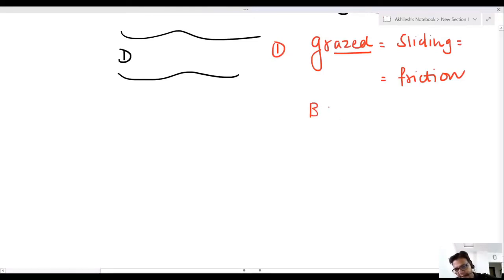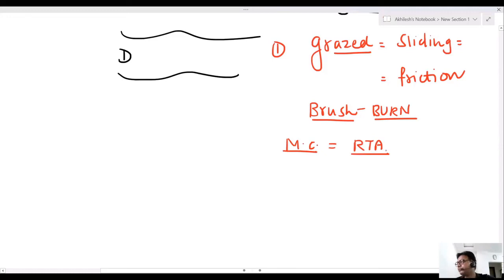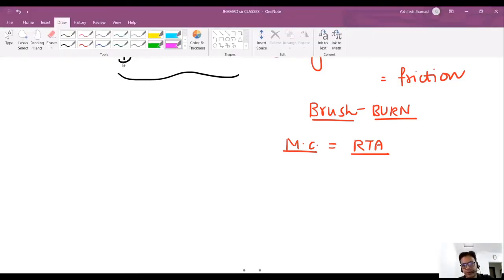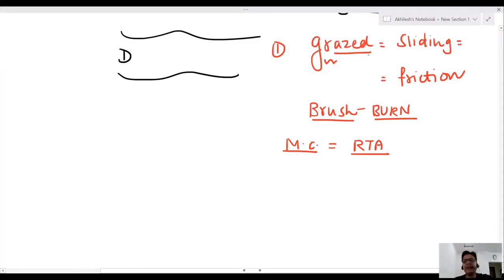This is also known as brush burn. It looks like a brush, that's why, and it gives a burning sensation. That's why it is known as brush burn. It is the most common abrasion of road traffic accident. When you are riding a motorcycle or any vehicle and you slide on the surface, this will produce grazed abrasion, sliding abrasion.